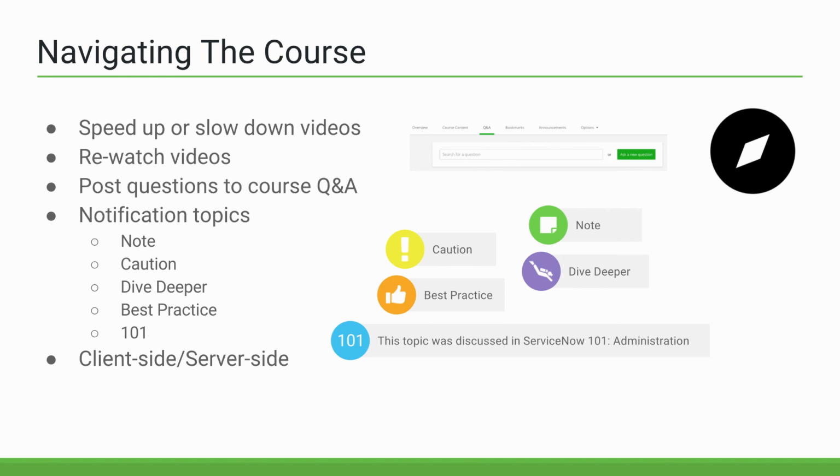Finally, I have client-side and server-side icons. So the two green circles on the right represent the first being server-side or the second being client-side. So if you see these icons in the top right corner of any slide, then it's safe to assume that the specific topic that I'm covering relates to either server-side or client-side.